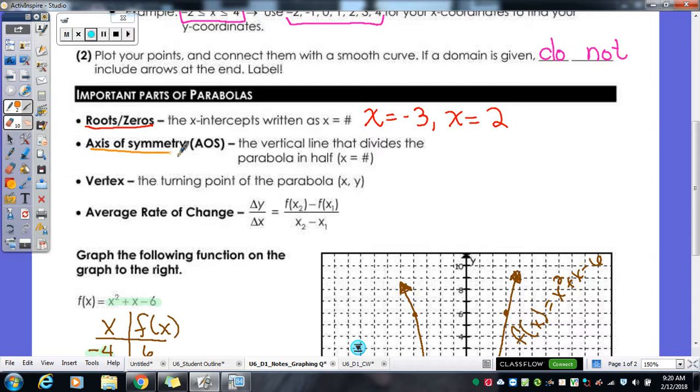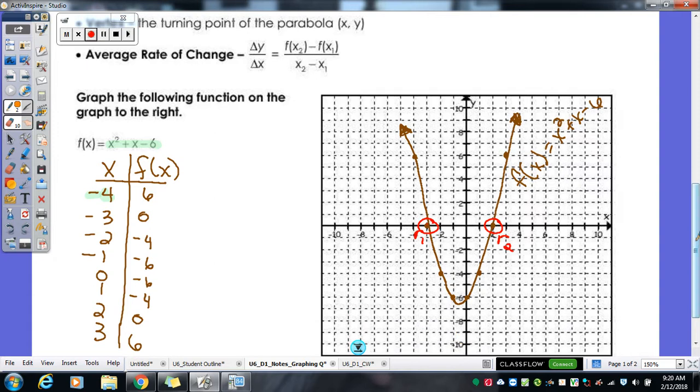Next thing, our axis of symmetry. You guys know what it means to have symmetry? What does symmetry mean? Yeah, same on both sides. So our parabolas have symmetry. Our axis of symmetry is this imaginary line that goes right through the middle of the parabola, and it's the same on each side. If I were to fold my piece of paper on that axis of symmetry, it's going to be the same on both sides. It'll line up.